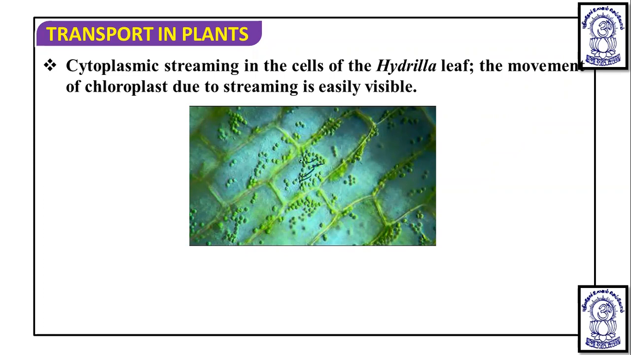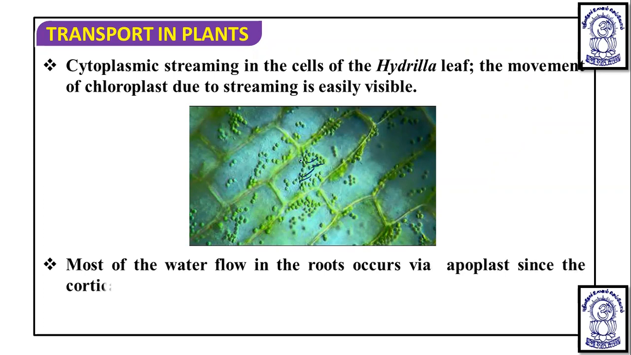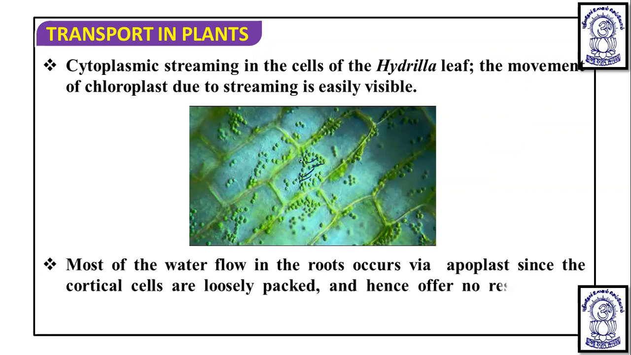They are visible clearly. And most of the water flow in the root occurs via apoplast since the cortical cells are loosely packed. So the intercellular space is more and hence they offer no resistance to the water movement. So most of the water flow in the roots occurs via apoplast. So this is the important point that you should remember.